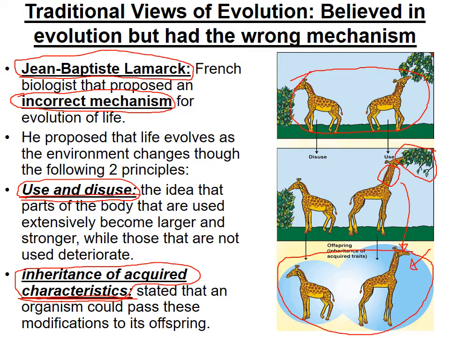In a way that's kind of like saying, if I work out and get big biceps, my kids are going to be born with huge biceps. Lamarck did believe in the idea that, again, population should change, but his mechanism was wrong. We know today that if you dye your hair red, your kid is not going to be born with red hair. There has to be something happening at the genetic level. So use and disuse, inheritance of acquired characteristics, they were incorrect mechanisms for how populations could change.